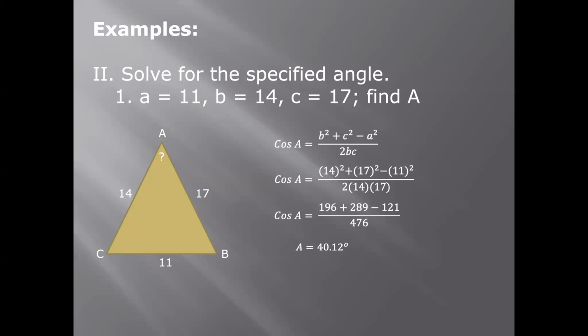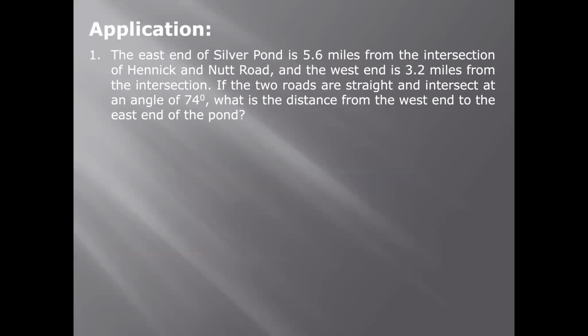Now let us have some applications. So this time let us use the law of cosine in solving this kind of problem. Let us read the problem first. The east end of Silver Fund is 5.6 miles from the intersection of Hennick and Knott Road, and the west end is 3.2 miles from the intersection. If the two roads are straight and intersect at an angle of 74 degrees, what is the distance from the west end to the east end of the fund?